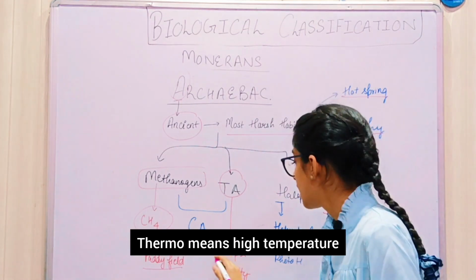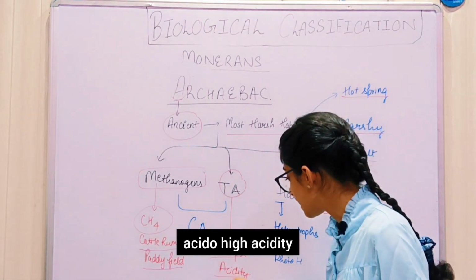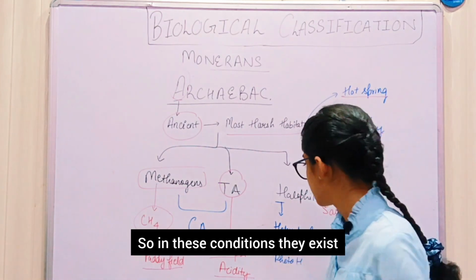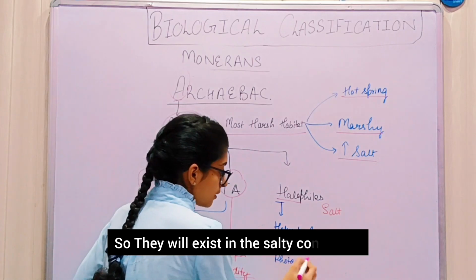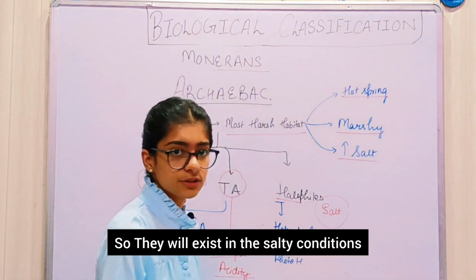Thermoacidophiles. Thermo means high temperature, acido, high acidity. So in these conditions they exist. Now, halophiles: halo means salt. So they will exist in salty conditions.